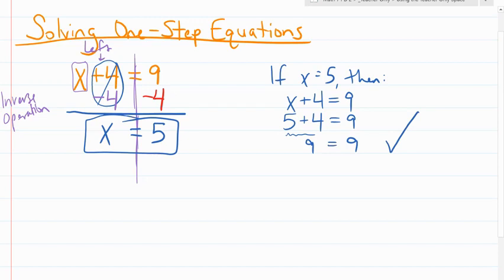If you made some math mistake somewhere and you got 8 is equal to 9, you know that that's not true, and you know you need to go back and check your work.